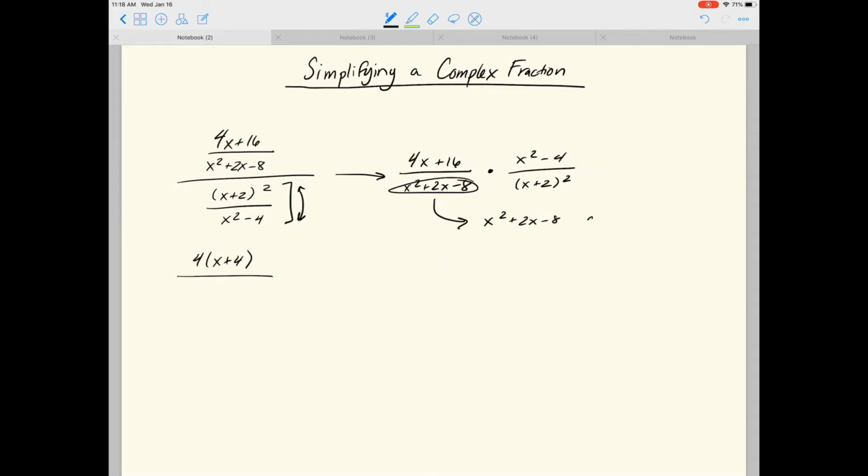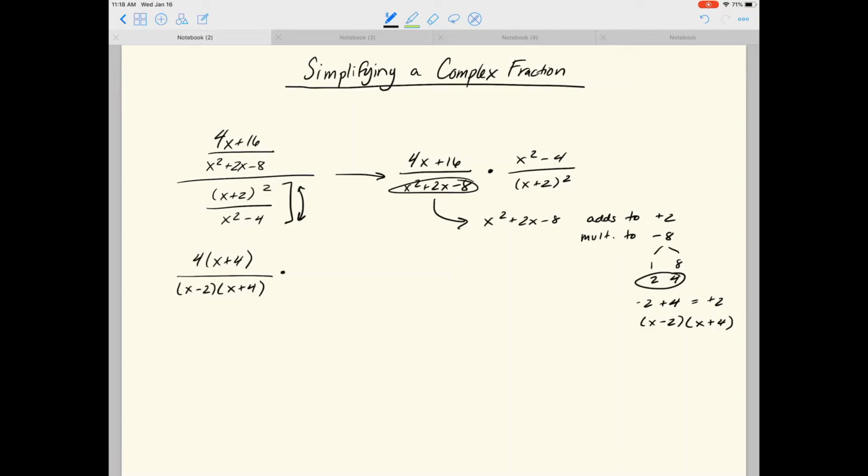We are looking for something that adds to a positive 2 and multiplies to a negative 8. I can break up 8 into 1 and 8, or 2 and 4, and in this case, really only 2 and 4 works. If I take a negative 2 and add 4 to it, it's going to give me a positive 2. So we can also rewrite that as x minus 2, x plus 4. I'm just going to rewrite that over on the left.